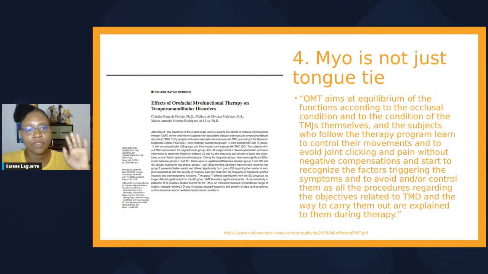Okay. So let's look at some of the research that exists for some of this other stuff. So we talked about TMD. In this one particular study, they determined, and it's very eloquently stated and written, that myofunctional therapy aims at equilibrium of the functions according to the occlusal condition and to the condition of the temporomandibular joint itself. And the subjects who follow the therapy program learn to control their movements and to avoid joint clicking and pain without negative compensations, and start to recognize the factors triggering the symptoms and to avoid and or control them, as all the procedures regarding the objectives related to temporomandibular disorder and the way to carry them out are explained to them during therapy.